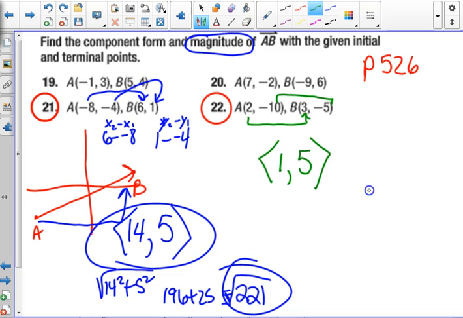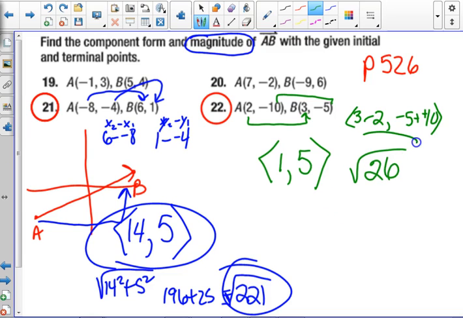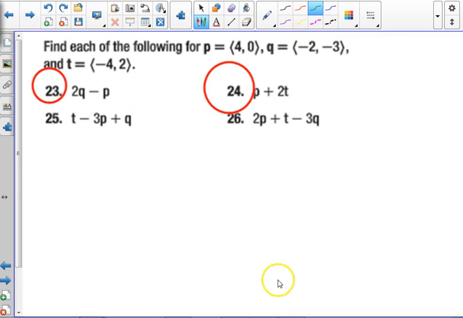I got 1, -5. Did anybody else get 1, -5? And that would be square root of what? 26 for the magnitude? We good? Can we move on? Now that you remember how to do those? Okay, the quiz is not till Tuesday. Today's Friday. So you may want to review that again, right? Just a suggestion. Okay. These I think you would have remembered.